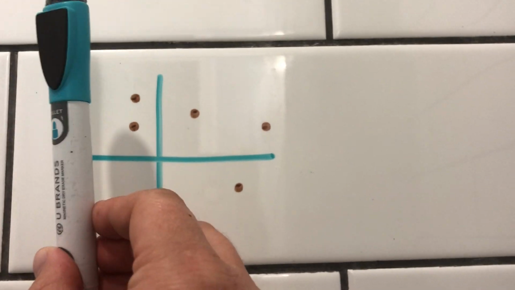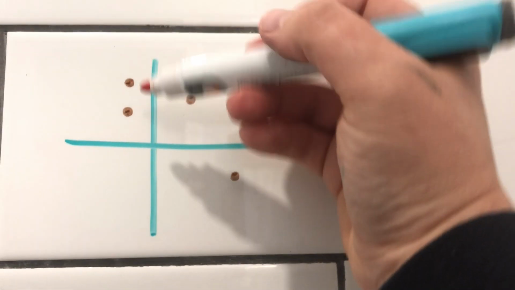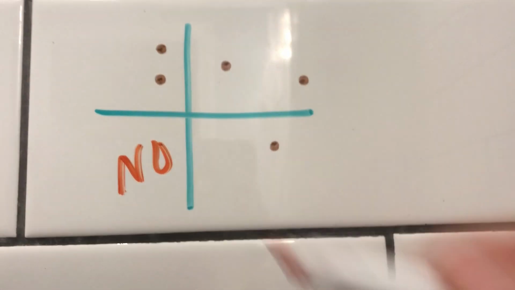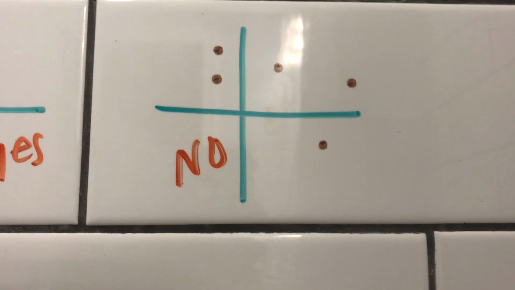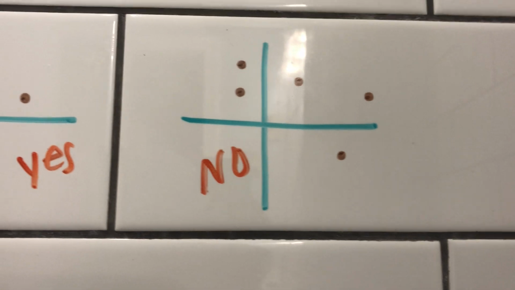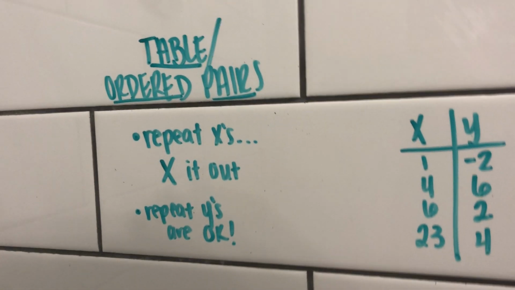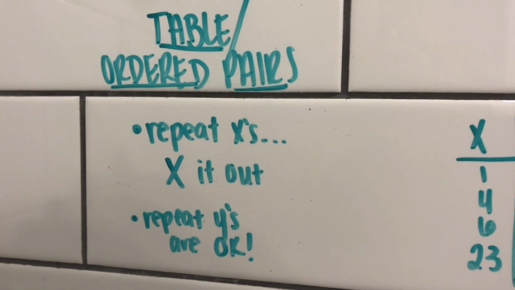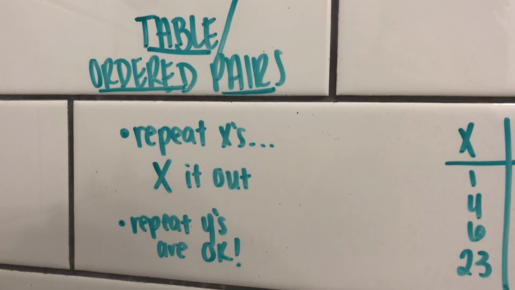Whereas here, when I start, already I have 2 that are lined up vertically on top of each other. This is not a function. So now we're ready to get going on to a table or ordered pairs. Now for a table or ordered pairs, we're going to say repeat x's, exit out. We cannot have a repeat x.